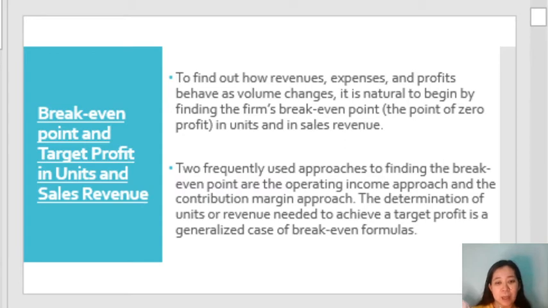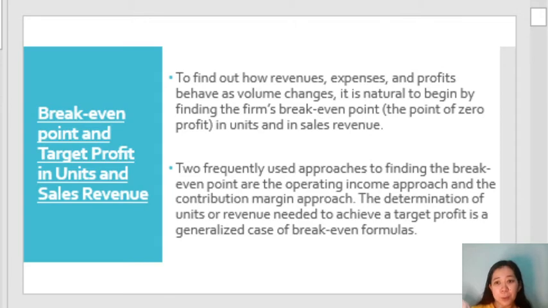Meaning to say, you can compute the break-even point in the number of units, that is, how many units should we sell to break even, and you can also compute the break-even in sales revenue, that is, how much sales revenue we have to earn so that we will break even.